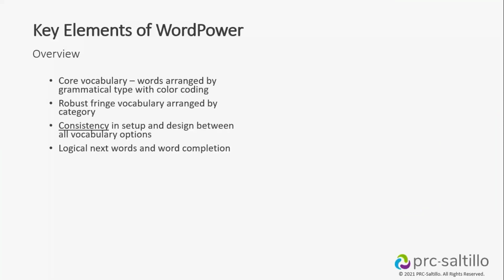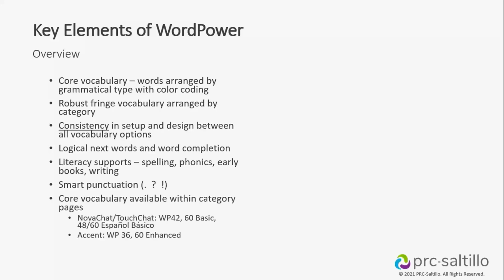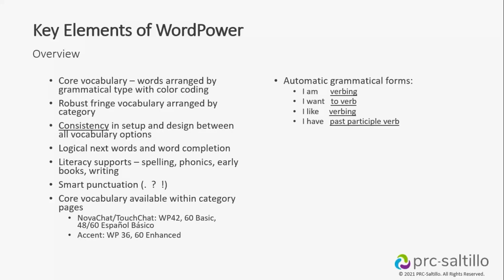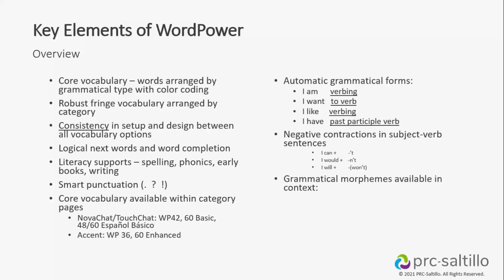So as I said, the key elements: core vocabulary. In addition to core, of course, core doesn't get you very far if you don't have a robust fringe vocabulary also. I always do my very best to make sure there's consistency in design so someone can move from one vocabulary to another. And that works for clinicians as well as for clients that might be going from one to another. There are lots of literacy supports throughout the vocabularies, spelling, pages, phonics, early books.